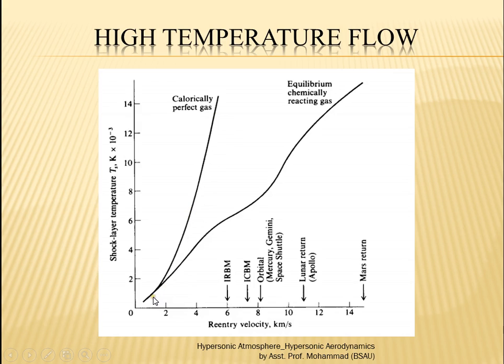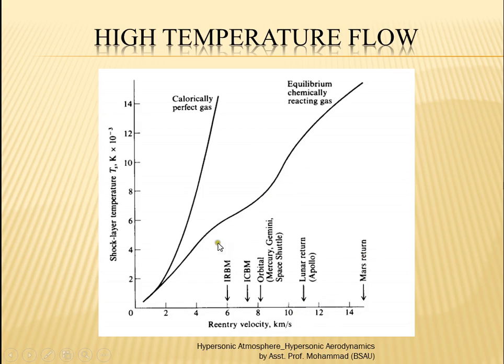What we actually normally get in the case of variable Cp, Cv and gamma is this curve. There is a very huge difference actually. You can see there the normal IRBM at Mach number 6, ICBM something like more than 7. Then we have orbital, some Mercury and Gemini space shuttles. They go for Mach number 8 during re-entry, and then you go higher and higher. So Mars return is also there.